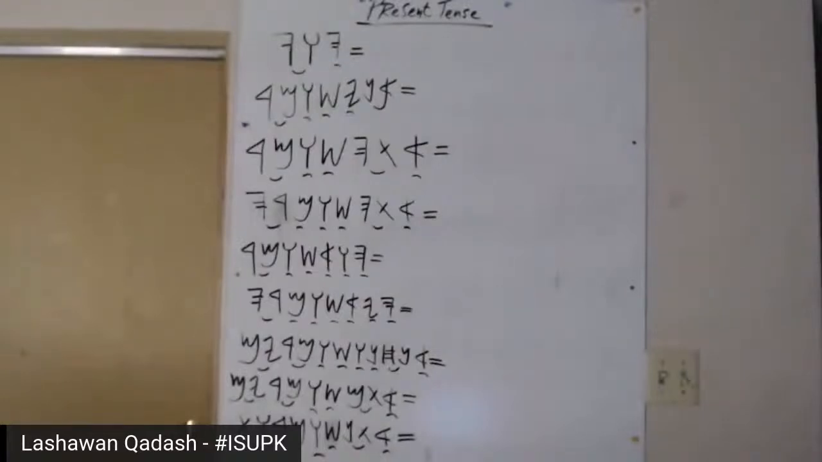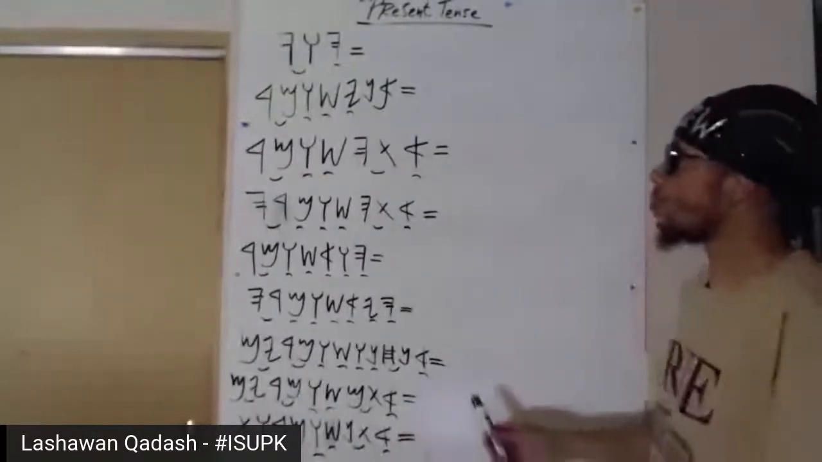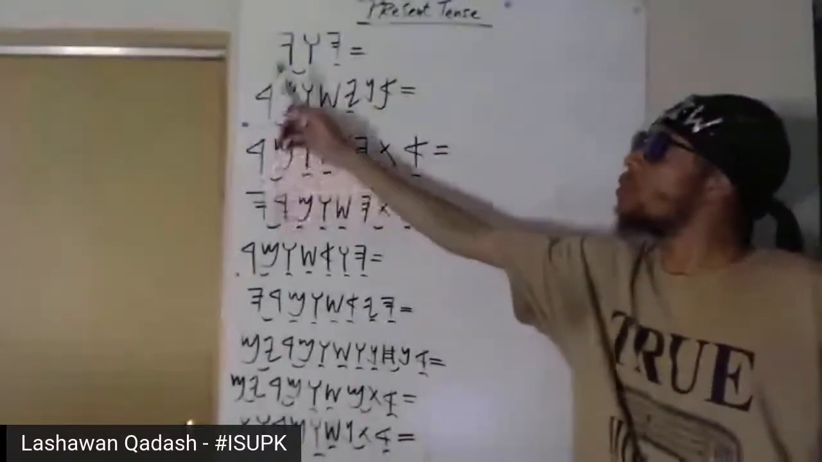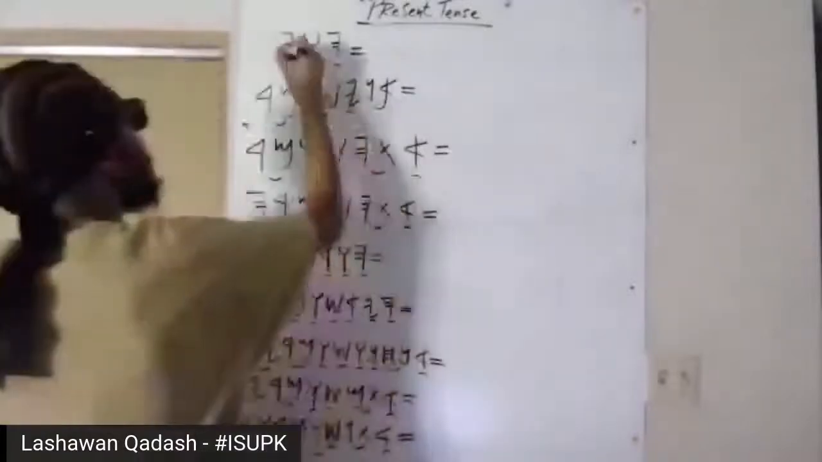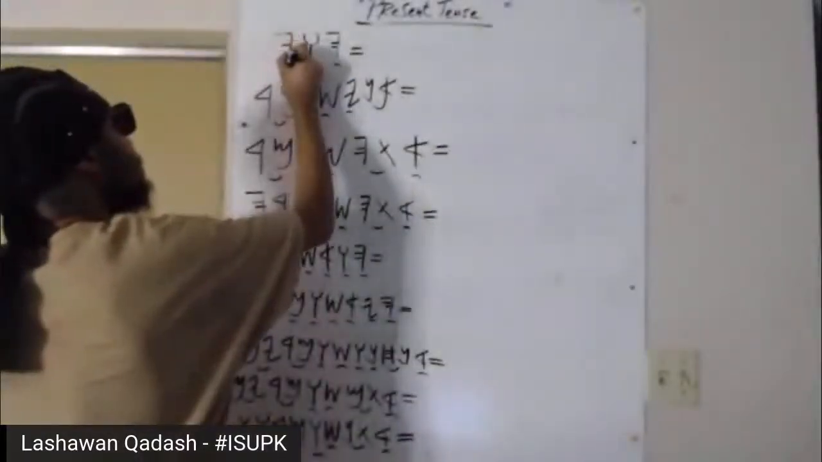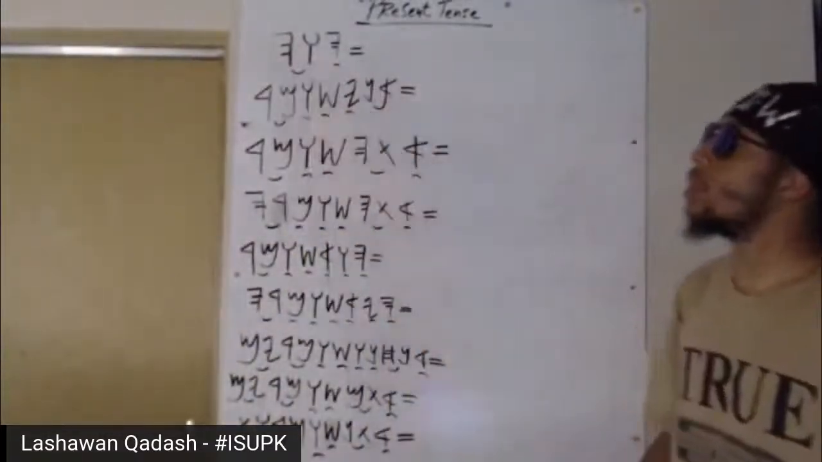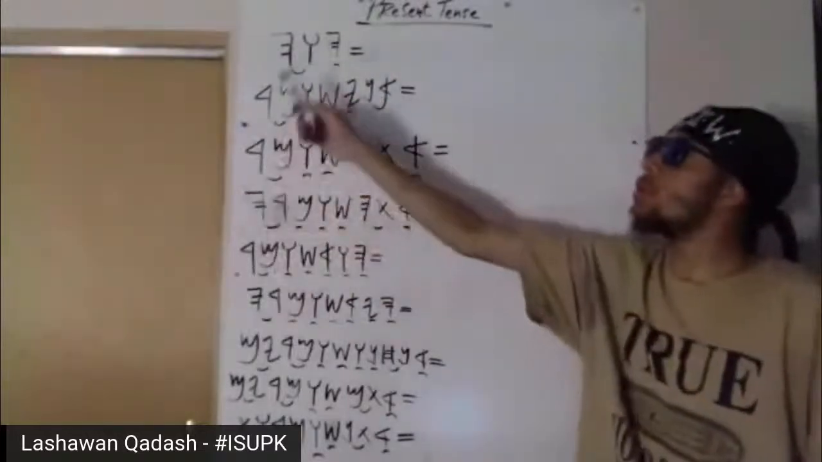Alright, so since you guys were sitting there waiting as I was writing, we can just go through it real quick. So we have the huh, the wa, and the huh, and it looks like a backwards F. The huh is by itself, the wa and the huh are connected.